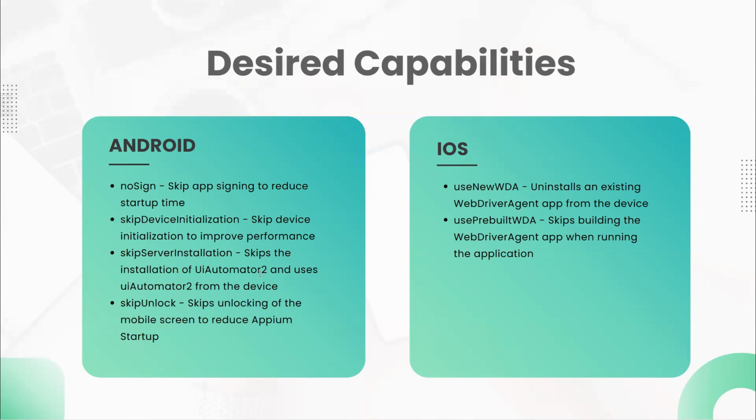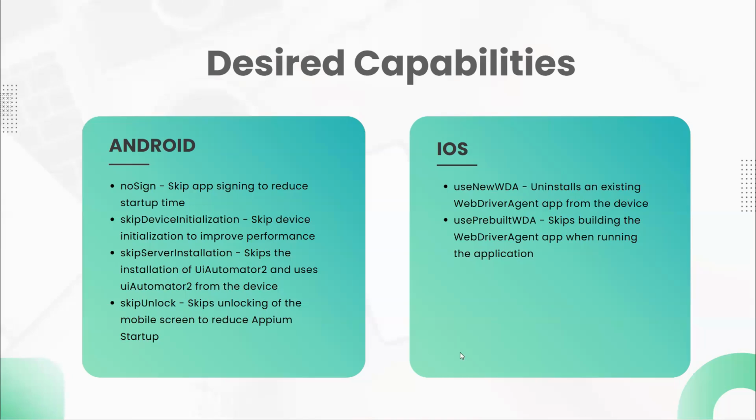And for iOS specifically, you can set use new WDA, which will uninstall an existing WebDriver agent app from the device. And then you can use the pre-built WDA. So this will skip building the WebDriver agent app when running the application. So basically, these desired capabilities will help you to reduce the startup time and also improve the performance of your tests running on your mobile devices, which is in the background using the APM server.